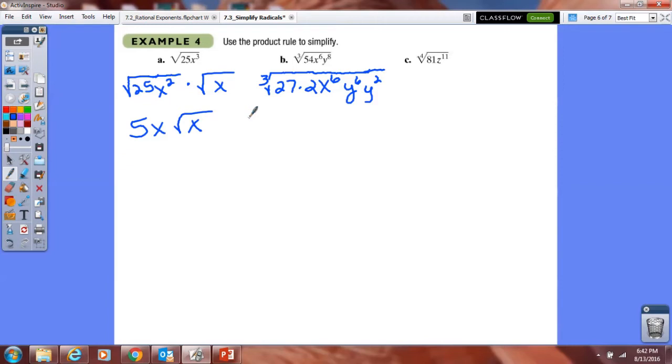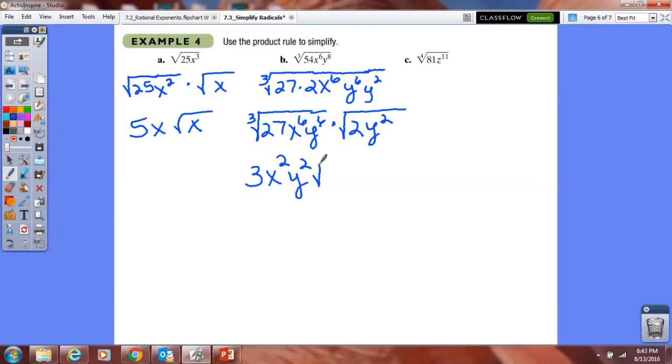Now what we'll do is we will break this thing down. We'll put our perfect cubes together. We'll do 27 x to the 6, y to the 6 times, and then over here we'll leave what are not perfect cubes, which is 2 and the y squared. Take the cube root of these perfect cubes, you're going to get 3x. Remember, you're dividing the root into the exponent. You get x squared and then a y squared, and we'll bring down the 2y squared.